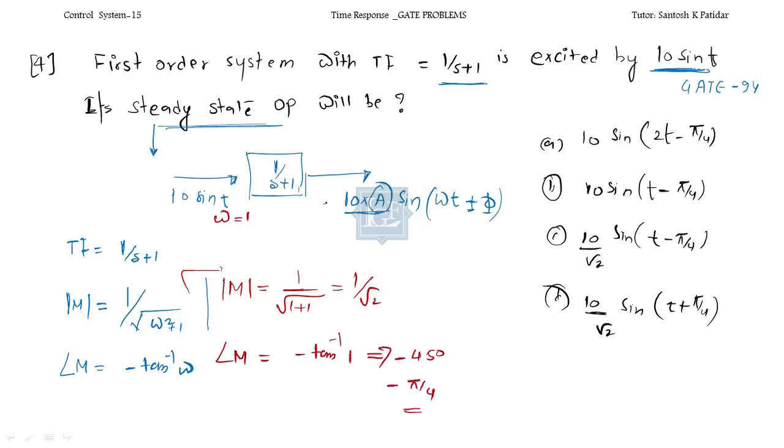So everything is clear to you now. Now you will find the answer. This 10 you will multiply with 1 by root 2, so this will be 10 by root 2 sin(omega t), omega is 1 as it is, and since the phase is negative, you will put minus pi by 4. So which one is the correct answer? This one is the correct answer, correct?